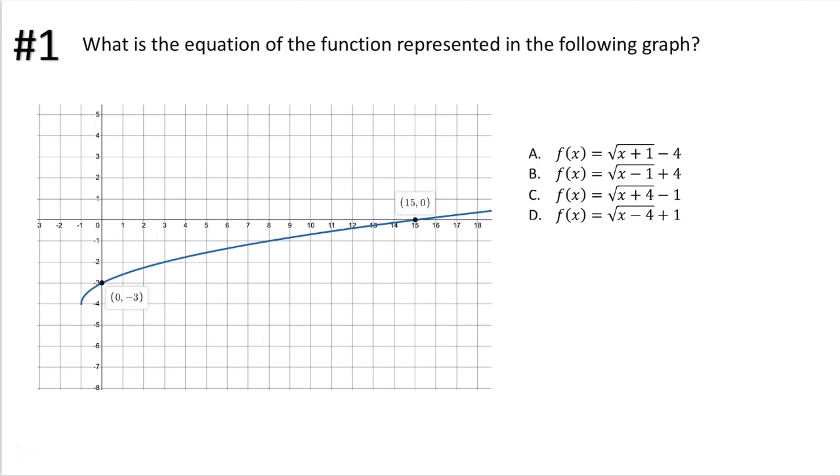When you graph all of these, you want to be looking for things that you see on the graph pictured here. For example, you can see the x-intercept at (15, 0), the y-intercept at (0, -3). Notice that this graph has a minimum, right? That minimum will occur at (-1, -4). So you want to look for the equation that matches the graph with all these key features. And when you do that, you'll find that equation A is the one that matches this graph.